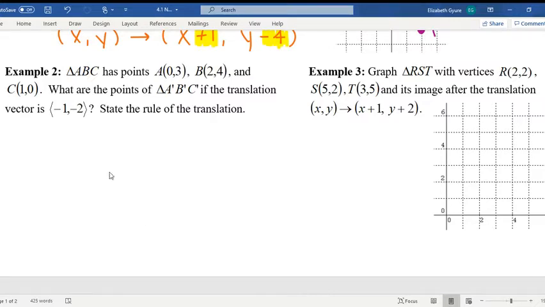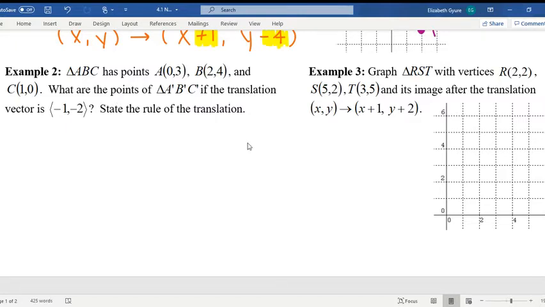But that's okay, because if we have the vector -1, -2, what does this mean? If you had a graph, where is it going to go? Up, down, left, right, how many? Yeah, it's going to go left 1 and then down 2. So isn't -1 where it's moving in the x direction? Isn't -2 where it's moving in the y direction? So you're going to subtract 1 from all your x's and subtract 2 from all your y's. Okay? So let's try this out.